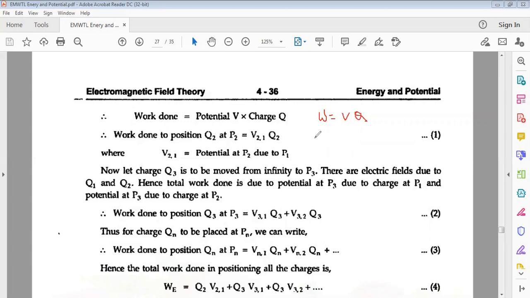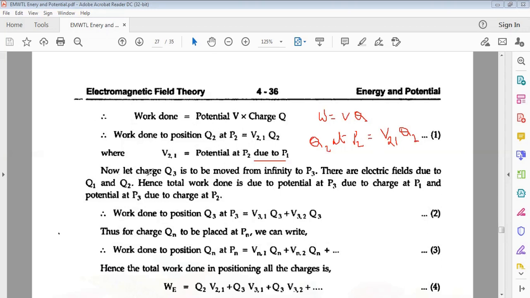See, the work done to position Q2, whenever Q2 is placed at the point P2, is the potential due to Q1 times Q2, that is V21 of Q2, where V21 is the potential at P2 due to P1. It means the force is exerted on Q2 due to Q1.